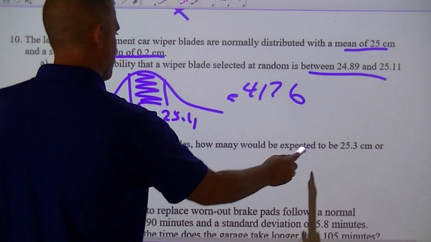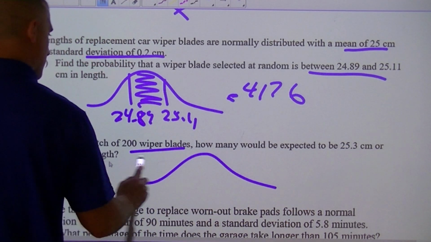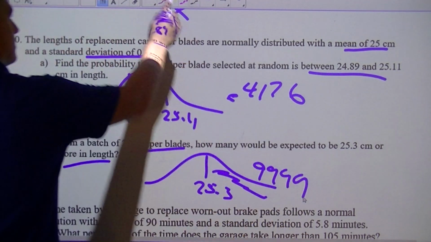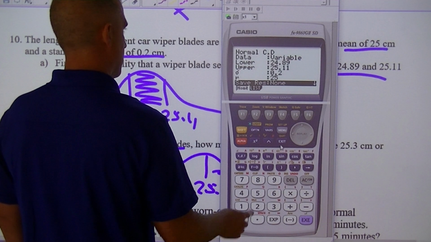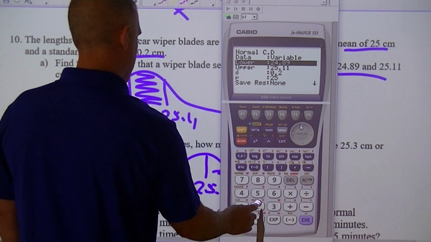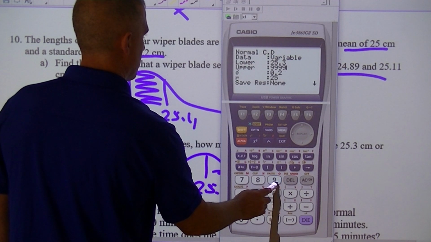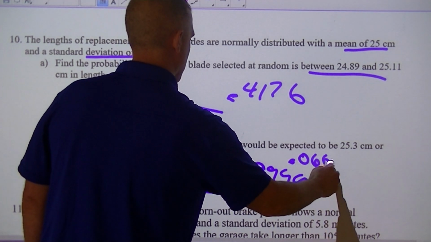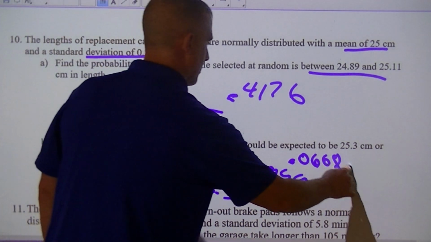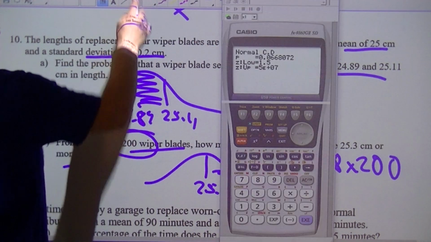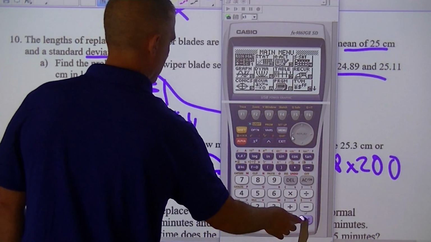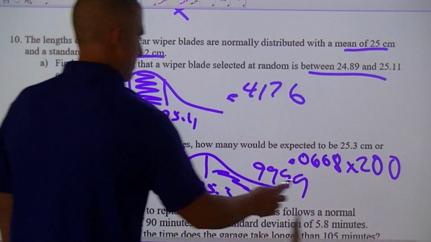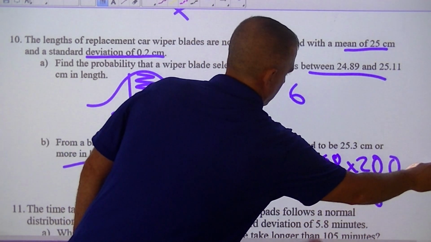From a batch of 200 wipers, how many would be more? So 25.3 would be this way with the 9s. So 25.3, and then the 9s would be there. 0.0668. All right, since they asked for 200, we multiply by that many. 13.36.